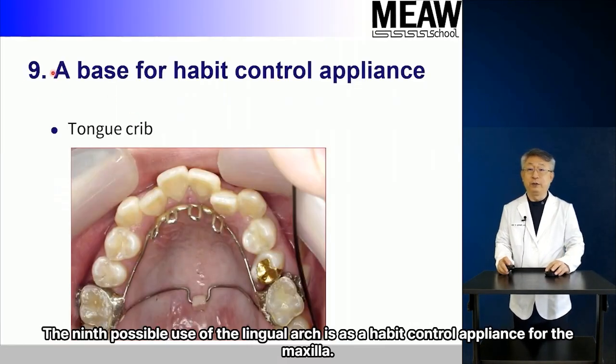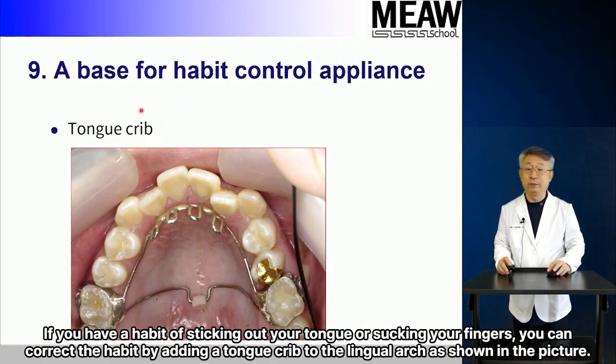The ninth possible use of the lingual arch is as a habit control appliance for the maxilla. If you have a habit of sticking out your tongue or sucking your fingers, you can correct the habit by adding a tongue crib to the lingual arch as shown in the picture.